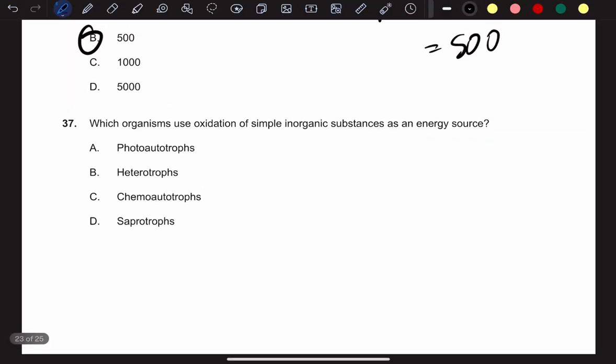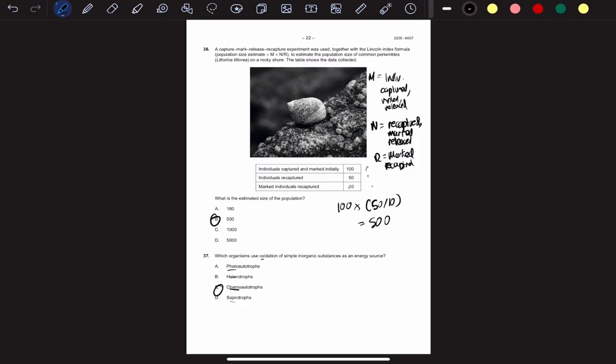Which organisms use oxidation of simple organic substrates as an energy source? We know that oxidation as an energy source is going to be chemoautotrophs, right? Photoautotrophs, photo meaning light. Heterotrophs, hetero meaning multiple ways. Saprotrophs, we know it's not to do with oxidation of inorganic substances. So oxidation essentially refers to the chemo in chemicals. So it's chemoautotrophs.